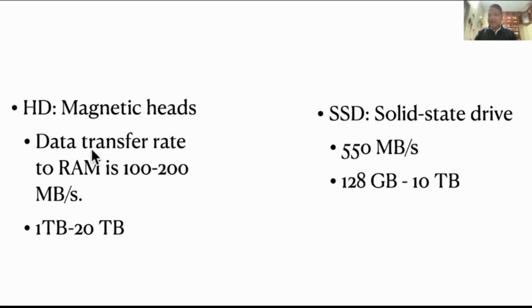Now, the hard drive transfer rate is 100 to 200 megabytes per second, compared with DDR RAM, which was 25600. This is much slower, and the capacity can be up to 20 terabytes. SSD is faster by around 5 times, but the capacity is lower, and of course SSDs are more expensive. Anyway, this is just for information.